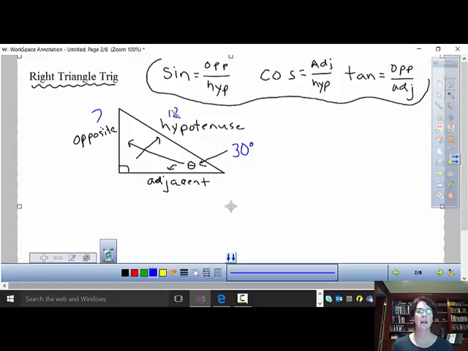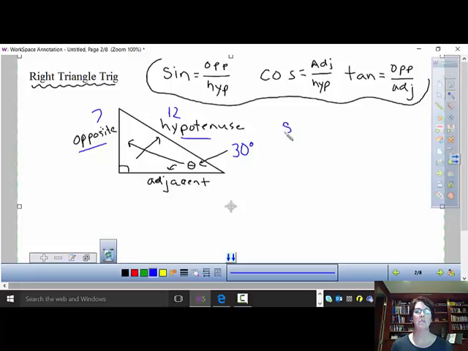12. So I look at my angle and I say, well, I have the opposite side being in question, and I'm given the hypotenuse. I don't really care about adjacent, so I need a formula that has opposite and hypotenuse in it. So I look at sine.